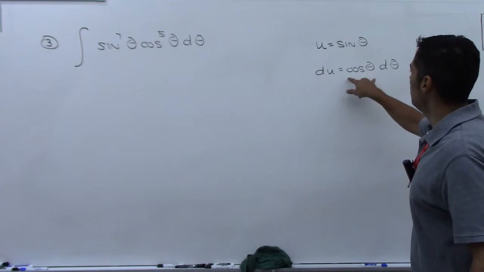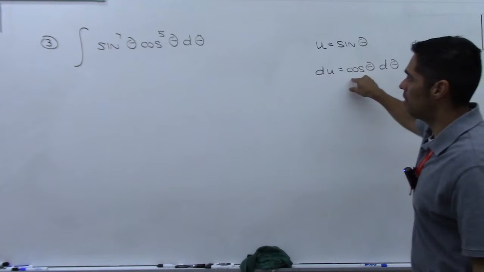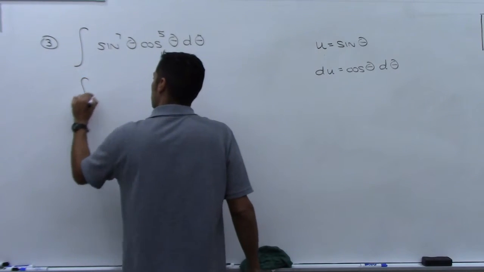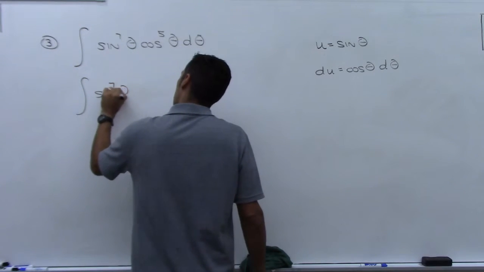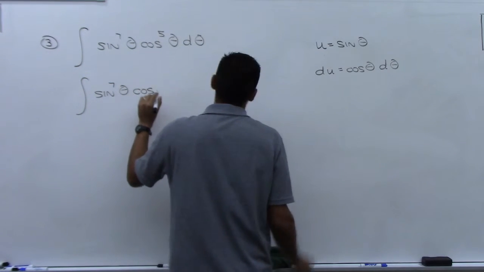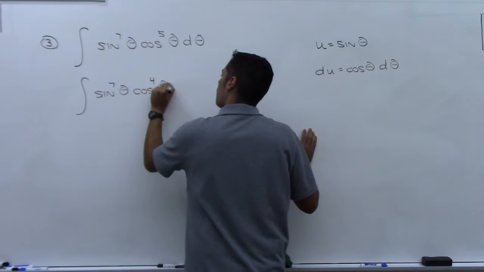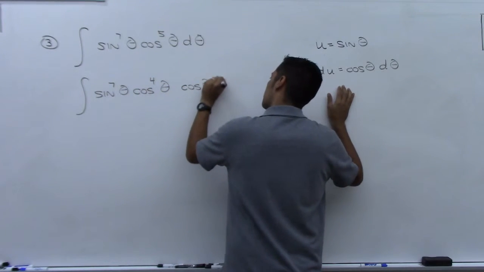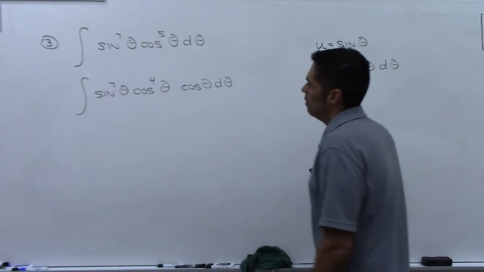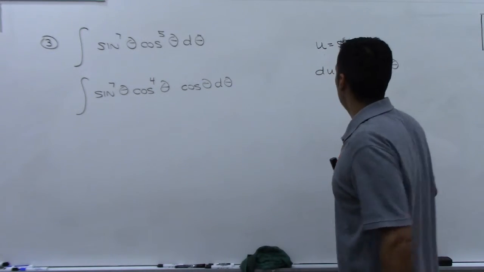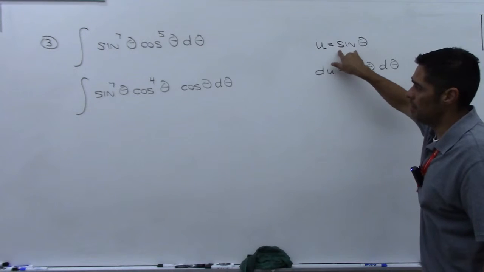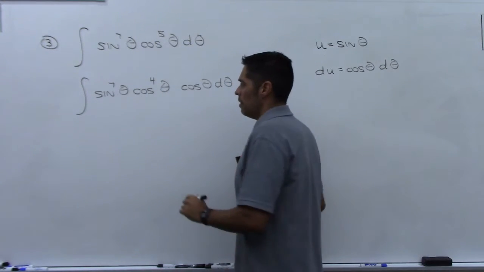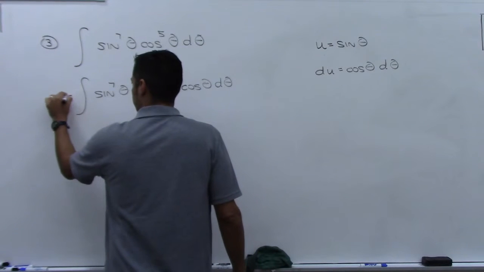So in doing this, I need to peel off one of the cosines here, so that I can have my du sitting there. So cosine theta d theta. And now it's just a matter of turning everything in terms of sine. So sine to the seventh is no problem. Cosine to the fourth, though, I can't use that.